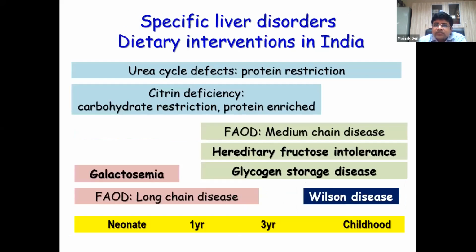Now, if you look at specific liver disorders and dietary interventions, those disorders that are prevalent in India, where some kind of therapy is possible in India, these are the ones in terms of age. So galactosemia and the fatty acid oxidation defects are the ones that present in the first few years of life. Wilson's disease presents later in childhood. Glycogen storage disease can present from 1 year of age and above or even younger. And things like urea cycle defects and citrulline deficiency can be there at any point of time.